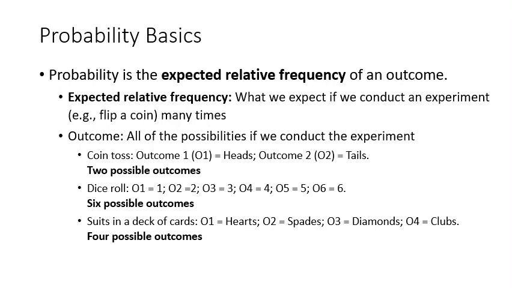So we figure out how many possible outcomes. In a coin toss, there are 2, heads or tails. In a dice roll, there are 6 possible outcomes. We could get a 1, a 2, a 3, a 4, a 5, a 6. And if we have a deck of cards and we're looking at how many suits there are, well, there are 4 suits: hearts, spades, diamonds, clubs, so 4 possible outcomes.